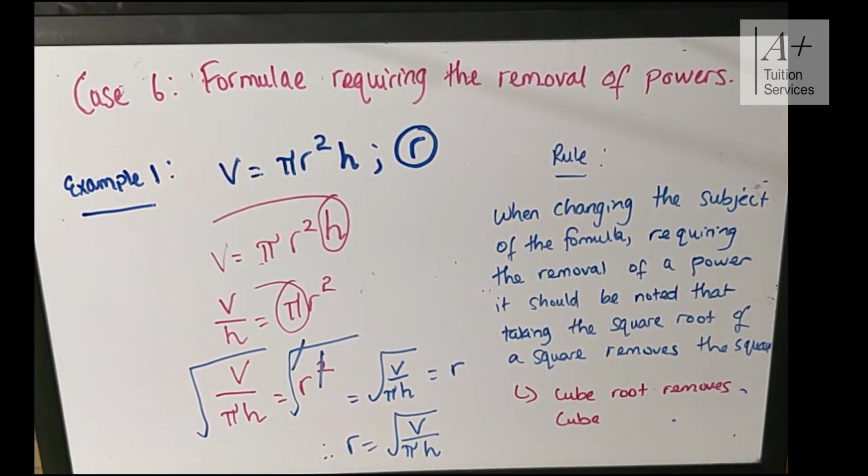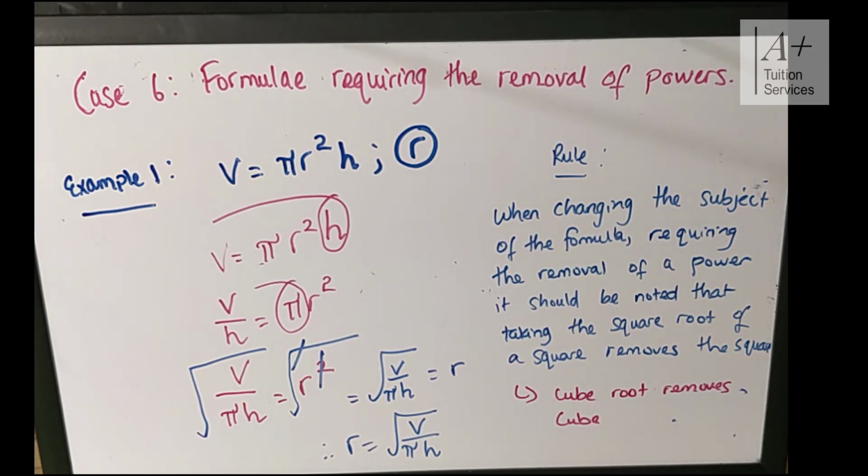And this is the opposite of what we've been doing just now. When we had the square root and cube root symbols, we squared and cubed them and it removed the roots. In this case now, if we have a power of 2 or 3, the square root will remove the 2 and the cube root will remove the 3. So this was example 1.